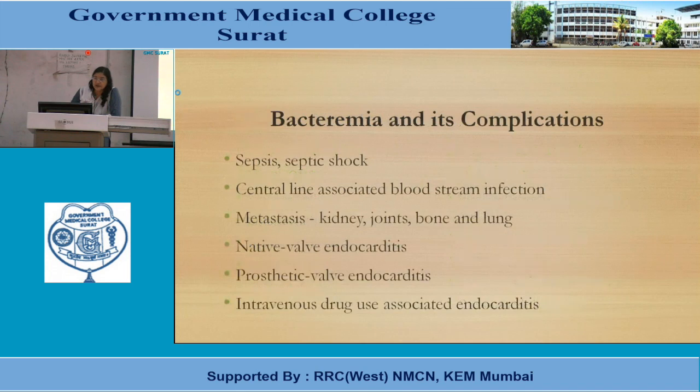Then bacteremia occurs due to secondary infection, due to the hematogenous spread. Bacteremia occurs and its complications arise, like sepsis and septic shock. Then central line associated bloodstream infection. Whenever a central line is introduced in the patient, a catheter introduced into the big vessels, it can lead to a hospital-acquired bloodstream infection. Then metastatic involvement of kidneys, joints, bone, and lungs.